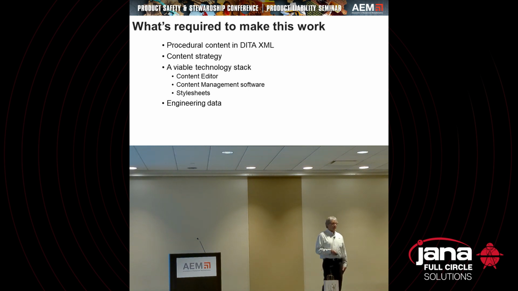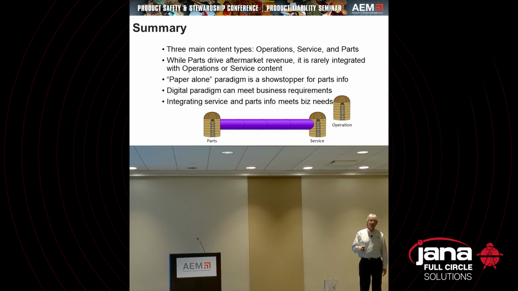So if I summarize before we open this up for questions, and I do have nice prizes if you ask a good question. Three types of content: content, service, and parts. Parts drive aftermarket revenue, but they're often not integrated with service content. Yeah, C&H was maybe the first case I've heard that's actually integrating parts information with service content.